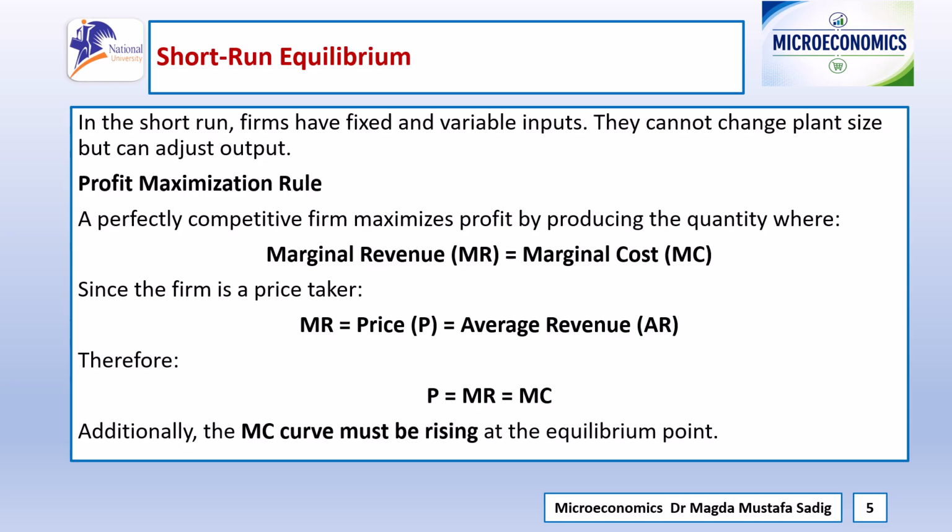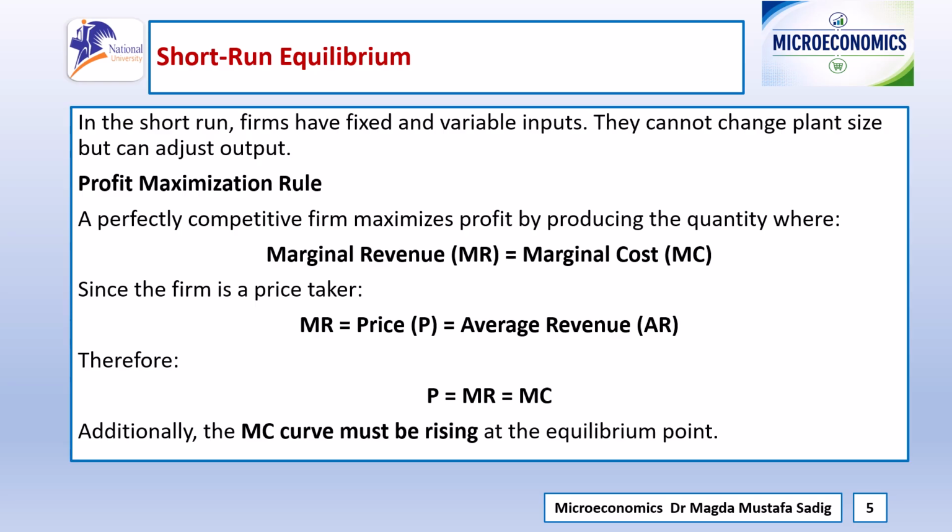Short-run equilibrium. Now let us discuss how firms decide how much to produce. In the short run, some factors are fixed. For example, factories cannot immediately become larger. However, firms can change production by using more labor or raw materials, while the machines are kept constant.